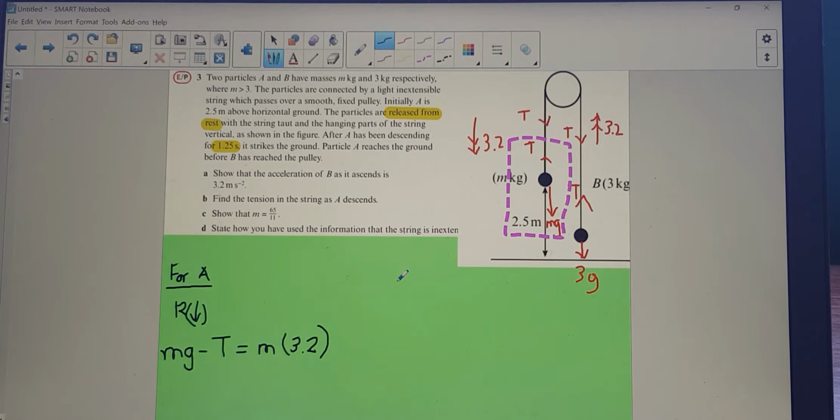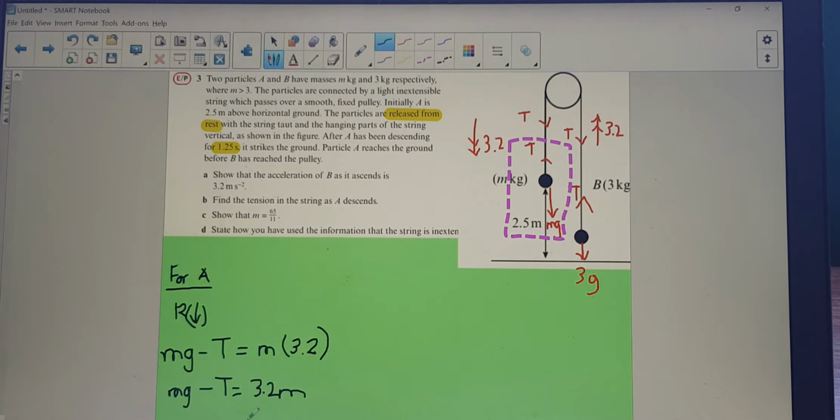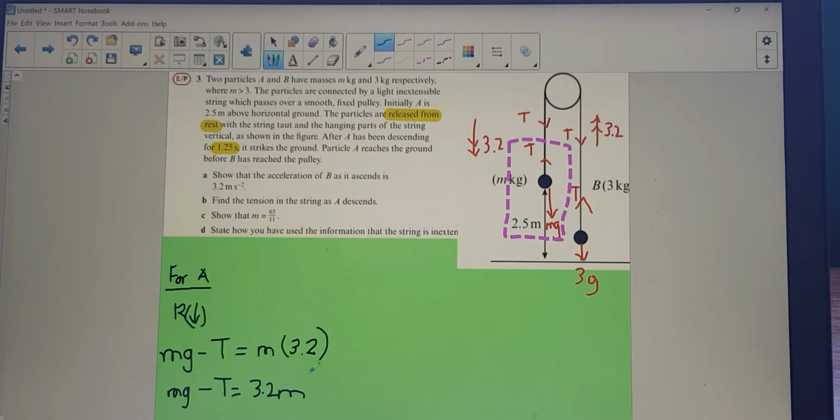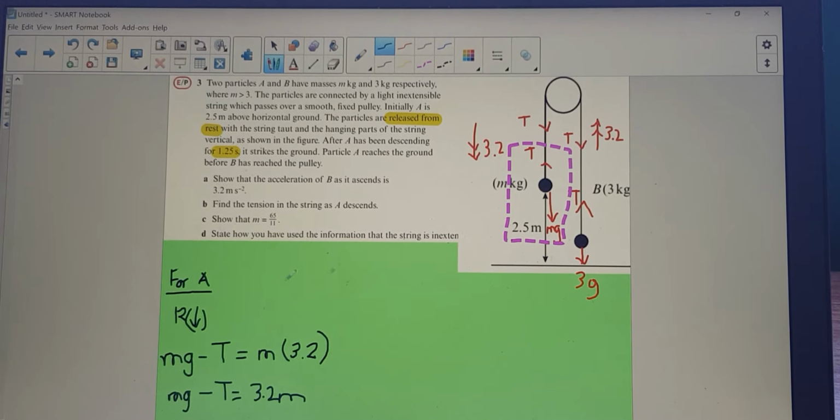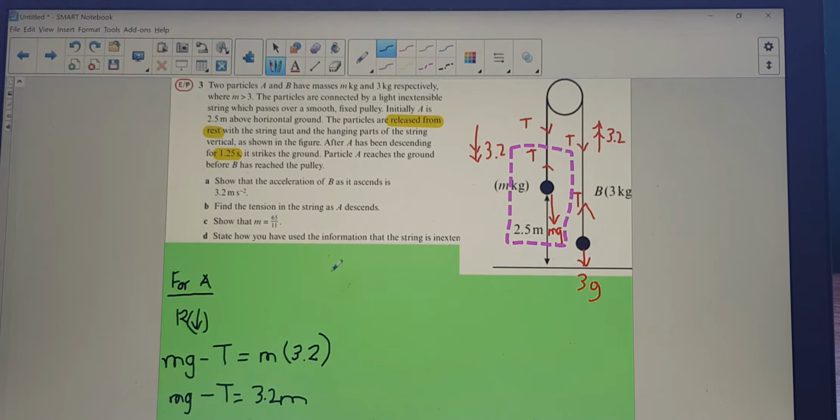So we have basically mg minus T equals 3.2m. By elimination, I can't work out what this one is currently, because I've got T, which I don't know, and I've got m, which I don't know. But I feel like that's definitely going to help me for the second part.